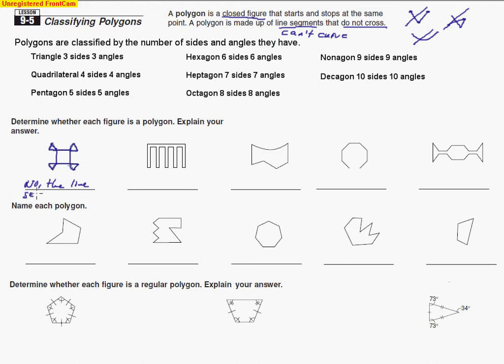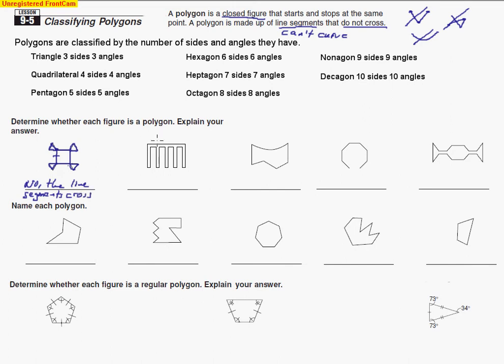And it doesn't even need to seem like it crosses right through the middle like that. It can just be at one of the points. See, this line segment came up to this point right here, and at that point, that's where they ended up crossing. So the line segments cross.